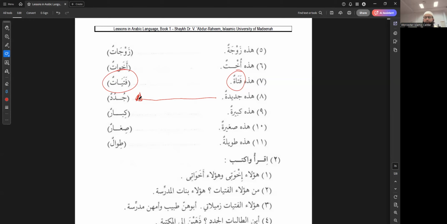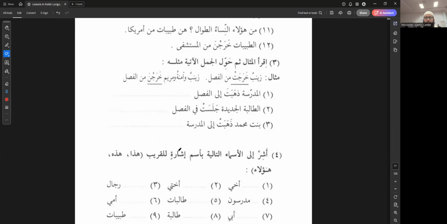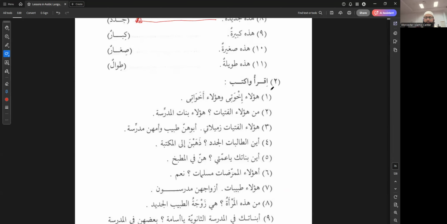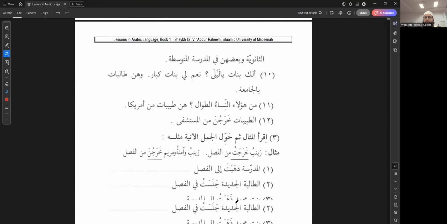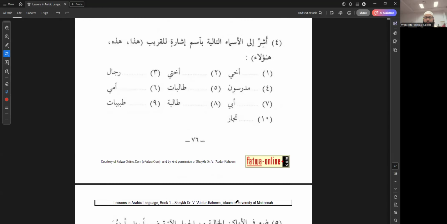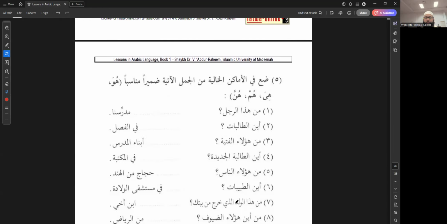Now these last three are jam' taksir. Okay, broken plurals. And broken plurals don't have masculine and feminine. So it's the same for masculine and for feminine. Kabiratun still turns into kibar, just like masculine. Saghiratun still turns into sigar, and tawilatun still turns into tiwal. Okay? And there are examples like number 2 here. You can read these to get a better understanding.